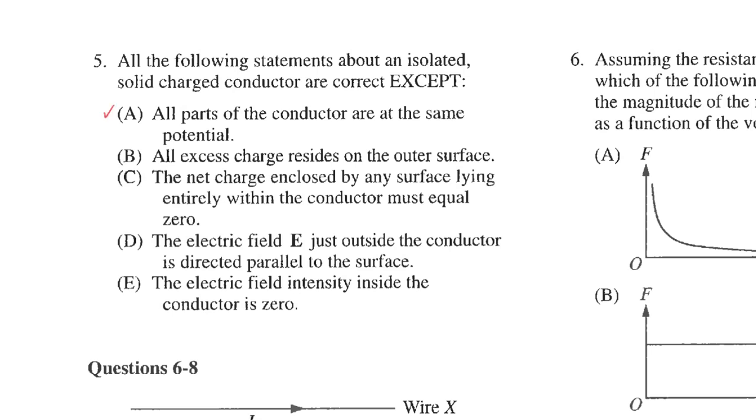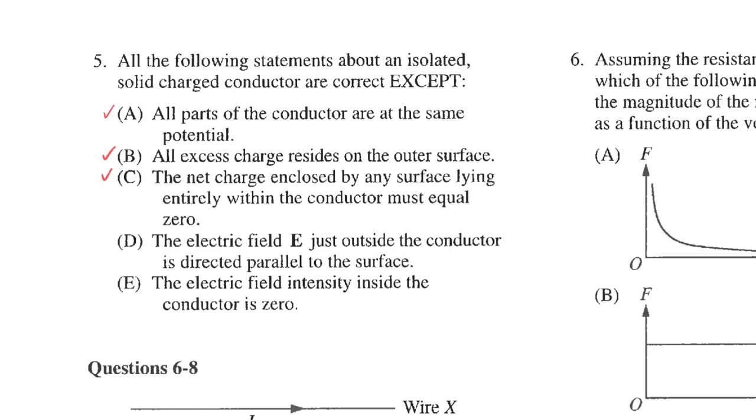The surface, but everywhere inside has electric field of 0, so it takes no energy to go from one place to another inside the conductor. So the whole thing is raised to the same electric potential. All excess charge resides on the outer surface. That is true. The net charge enclosed by any surface lying entirely within the conductor must equal 0. That has to be true.